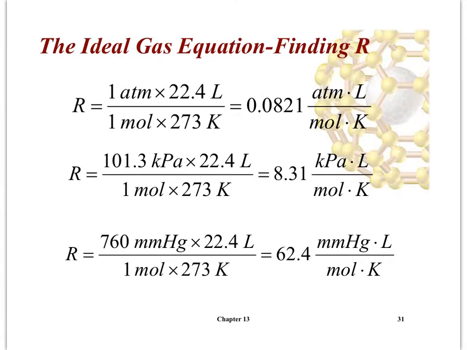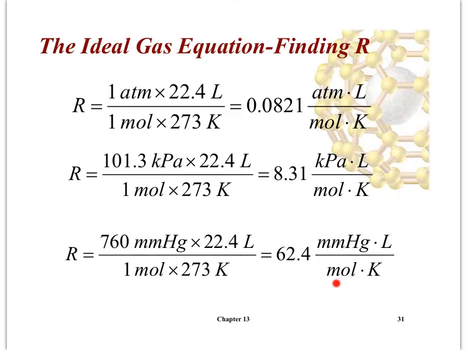So on the next slide here, this is exactly what I have. So P times V over nT. You'll notice that in all of them you have 1 mole for the amount. You have 273 Kelvin for the temperature, that's standard temperature. You have 22.4 liters for the volume because 1 mole is 22.4 liters at STP. The only difference here is the standard pressure: here it's in units of ATM, here it's in units of kPa, and here it's in units of millimeters of mercury.